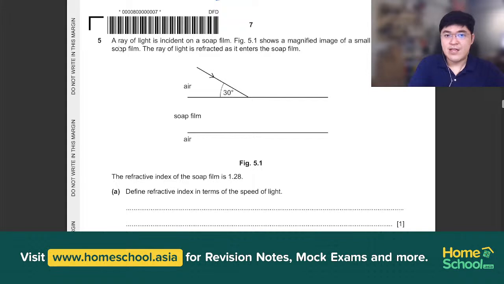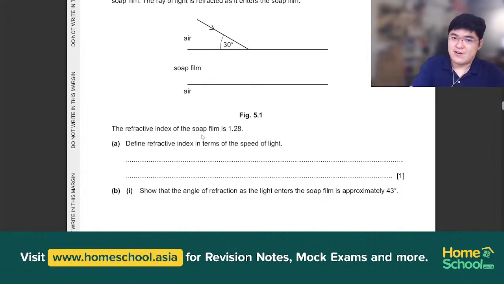So here, a ray of light is incident on the soap film, and here it shows a magnified image of a small part of the soap film. A ray of light is refracted as it enters the soap film. The refractive index of the soap film is 1.28. So we are to define the refractive index in terms of speed of light.